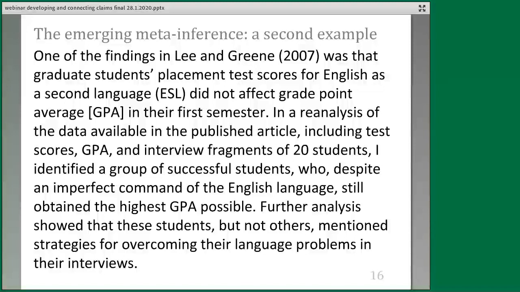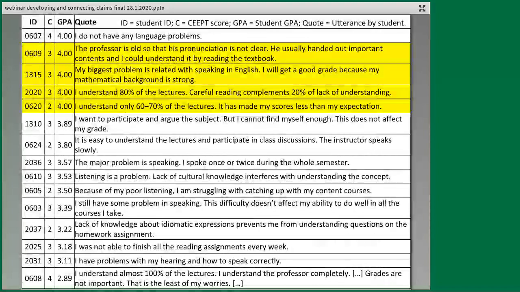Well, in a reanalysis of the data that were available in the published article, including the test scores, GPA, and interview fragments with 20 students, I identified a group of successful students who, in spite of an imperfect command of the English language, still obtained the highest GPA possible. And further analysis showed that these students, but not others, mentioned strategies for overcoming their language problems in their interviews.